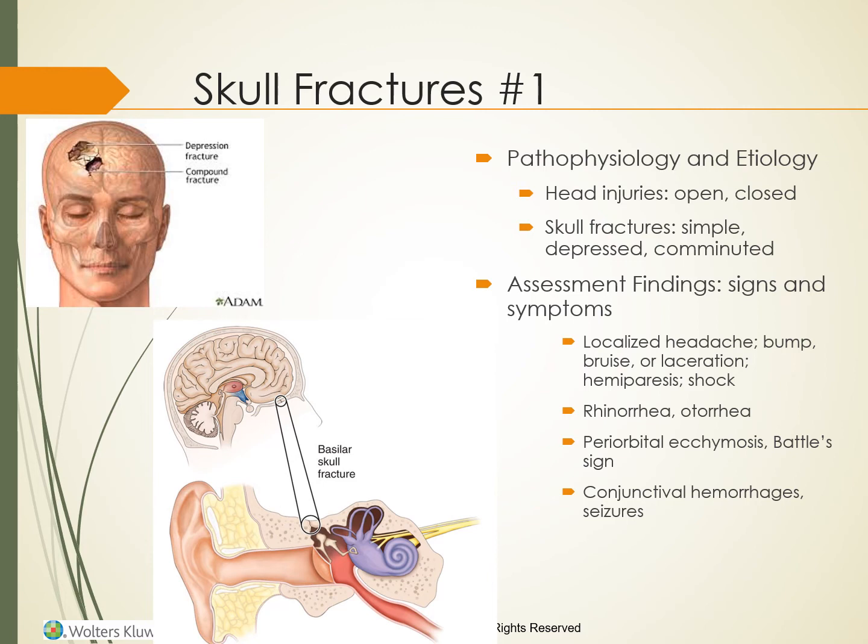So it literally just looks like blackness in your eyes. You know how when a girl kind of rubs eyeliner all over her eyes, right? That's kind of what it'll look like. Battle sign is a little bit different because it's a bruise behind your ear, and this is very indicative of a basilar skull fracture. We can also get conjunctival hemorrhages, and injury to the brain tissue may also result in seizures. And then we can also get epilepsy that can develop as a sequela of head injury.